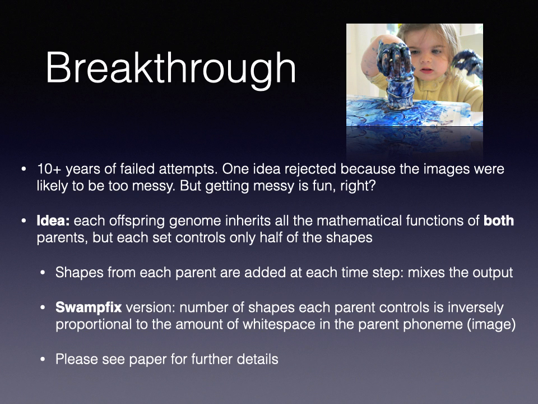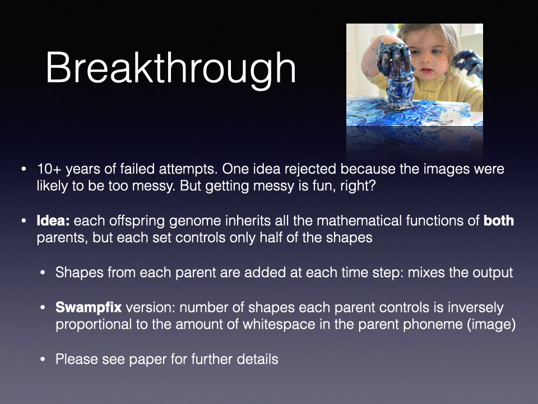So the idea I had was normally genomes of children inherit some chromosomes from one parent and some from another. My idea was that each child inherits all of the chromosomes from both parents, but they control fewer shapes, or half of the shapes. So what you then do is that the shapes are added from each parent at each time step, which nicely mixes up the shapes into the child image when it's rendered. And this works really very well, actually.